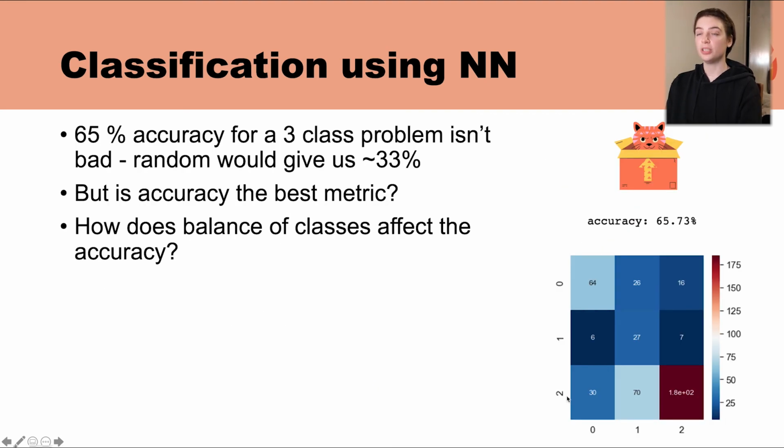So if I train my model on that data set, what I get is 65% accuracy for a 3-class problem, which is not bad, slightly better than the support vector machine, given random would give us approximately 33%. And the question then becomes, is accuracy the best metric? And again, how does the balance of our classes affect our accuracy? So we see this time that, at least in our neural network example, and it'll change each time because they're non-deterministic, we get the most classes in each one correct. So I guess that's kind of good.